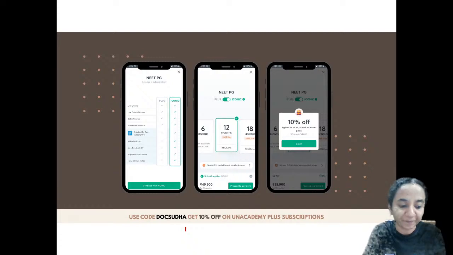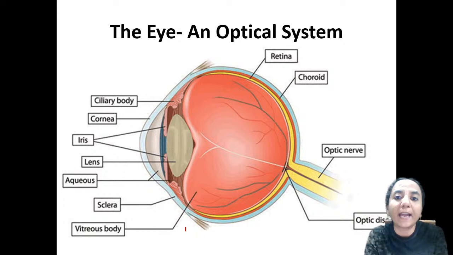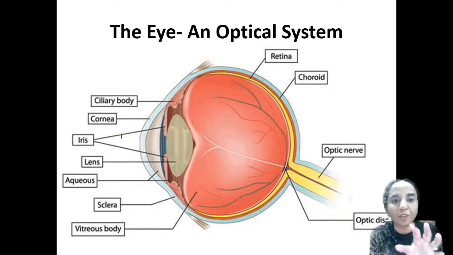So with that, let me start with the topic of discussion for today, which is the eye as an optical system. This is going to be more of a physics class than maybe an ophthalmology class. But this is one thing which is often neglected, and a lot of questions from this have actually started coming in the exam. So I wanted to discuss the eye as an optical system.